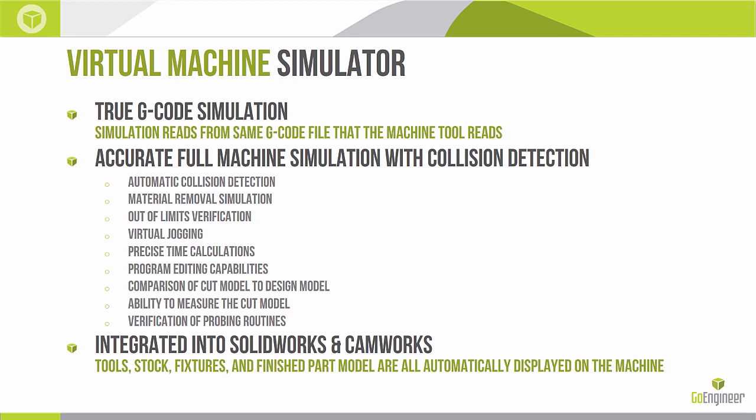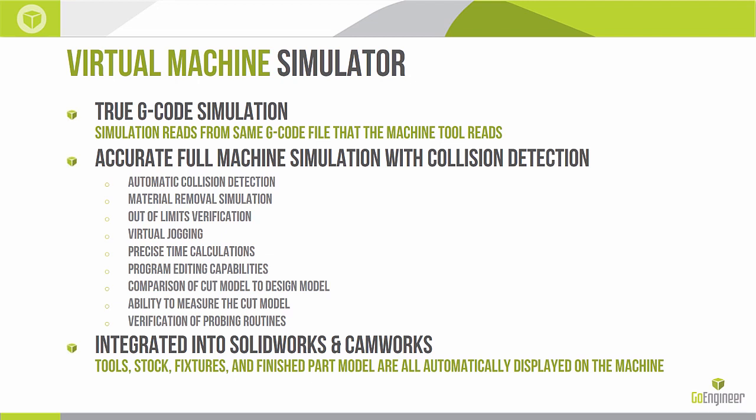Along with collision detection, we're also simulating the removal of the material. We are constantly looking and checking if our machine tool is moving out of the limits of the machine. We do have the ability to virtually jog the machine so that we don't actually have to go up to the actual machine, jog it to verify that we are where we think we are. We're going to get the most precise time calculations.